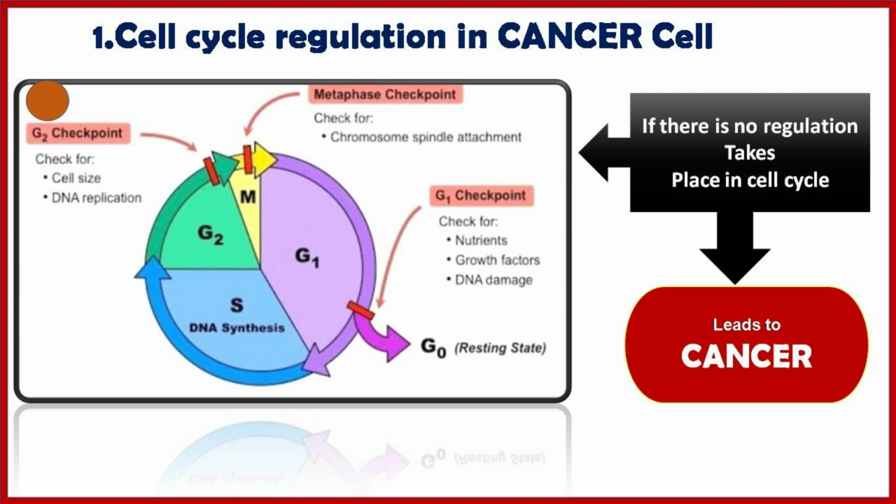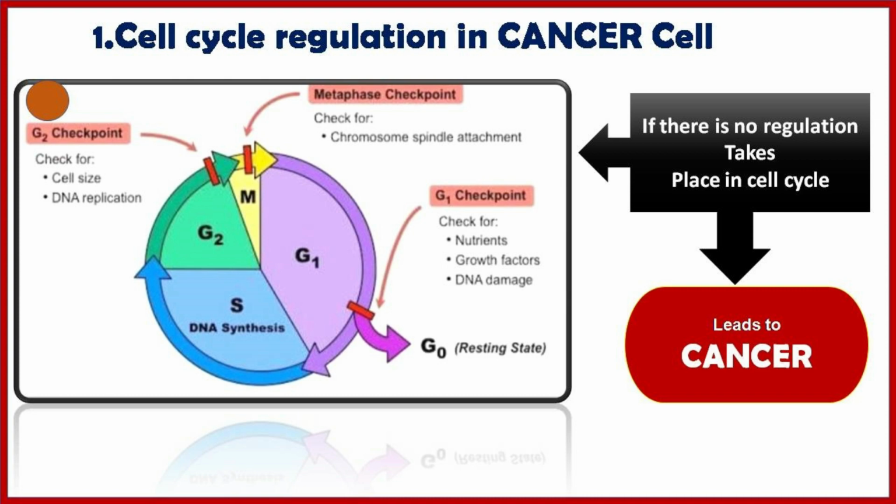This checkpoint ensures all the chromosomes have been replicated and that the replicated DNA is not damaged before the cell enters mitosis. Then the third one is the metaphase checkpoint. This checkpoint determines whether all the sister chromatids are correctly attached to the spindle microtubules or not, before the cell enters the anaphase stage. Due to these checkpoints, the whole cell cycle process is under controlled conditions.